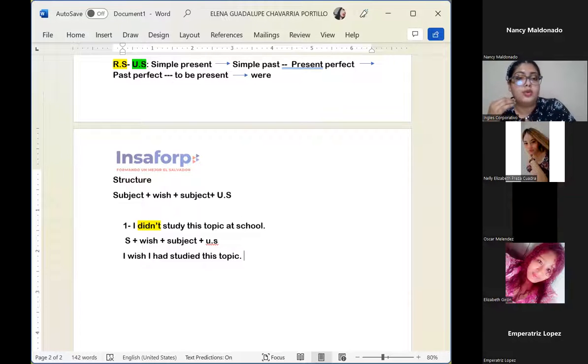Ojalá yo hubiera estudiado este tema porque me pareció interesante. No me estoy quejando en realidad. No me estoy arrepintiendo de no haberlo hecho, sino que me hubiera gustado. So in that case, it's an unreal situation because I didn't do it in school. So that is the construction of the sentence.